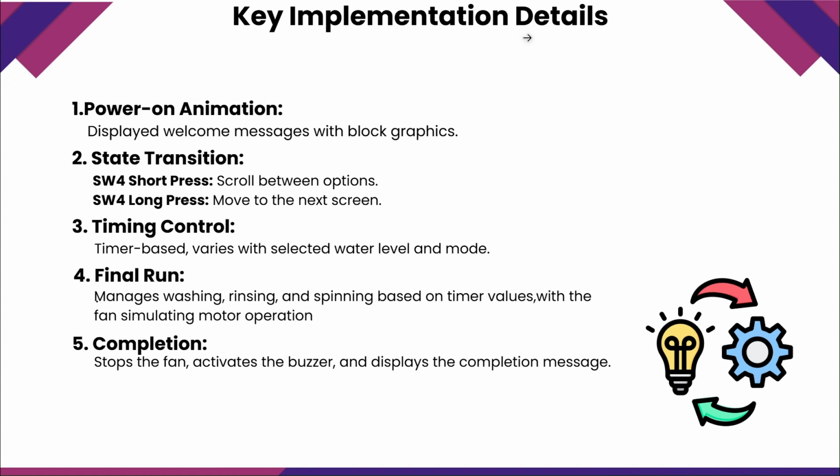Next comes timing control. Timer control processes such as wash, rinse, and spin is managed by timer 2 based on selected program and water level. Next comes the final run. This manages the complete washing cycle. And at last comes the completion. This stops the fan, sounds the buzzer, and displays the completion message on the LCD.